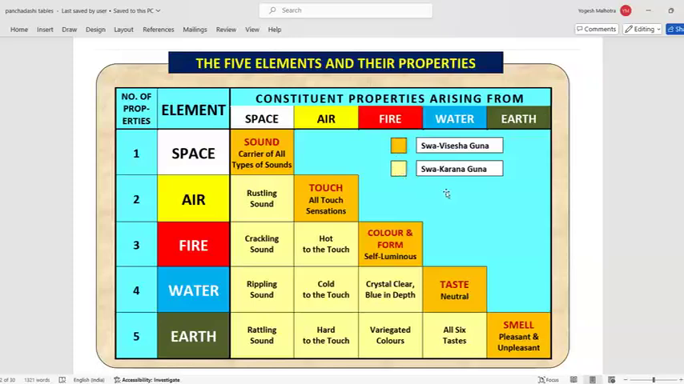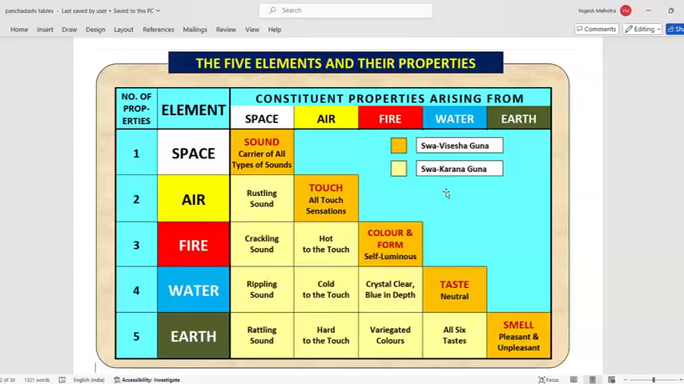The Karan gunas are the gunas or the properties that come from the cause, right? From the cause. And then the Vishesh guna is its own guna or own property that comes when that element is actually produced. So Vayu has two properties, Shabda and Sparsha.